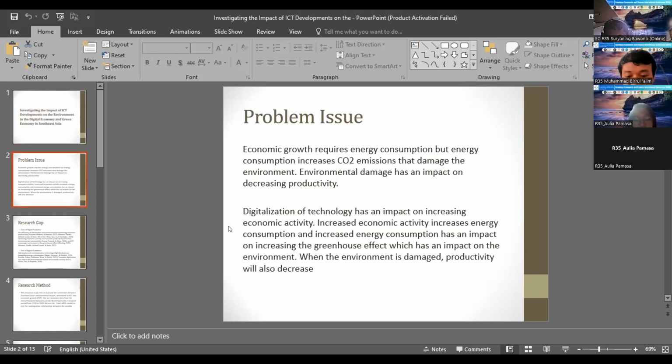Okay, as an introduction and research background, the problem issue in the journal is economic growth requires energy consumption, but energy consumption increases CO2 emission that damages the environment. Environmental damage has an impact on decreasing productivity. Digitalization of technology has an impact on increasing economic activity, increasing energy consumption, and increased energy consumption has an impact on increasing the greenhouse effect, which has an impact on the environment. When the environment is damaged, productivity will also decrease.